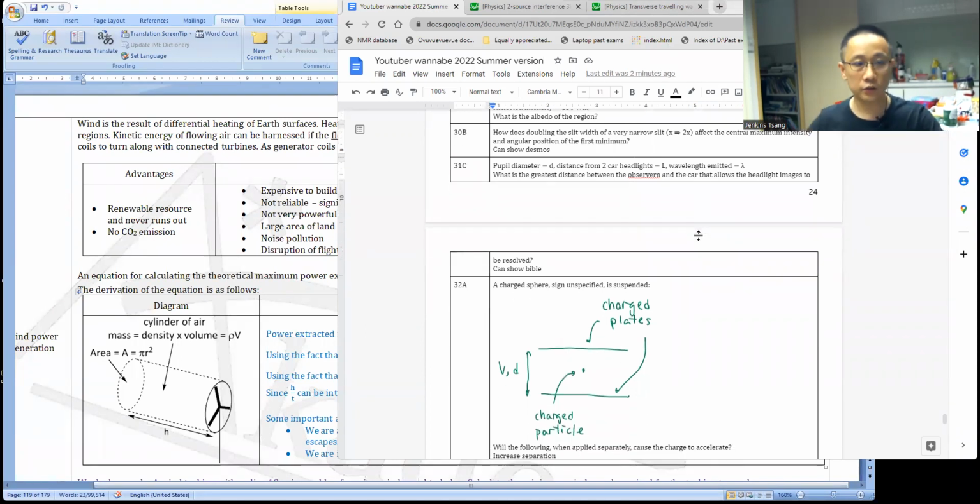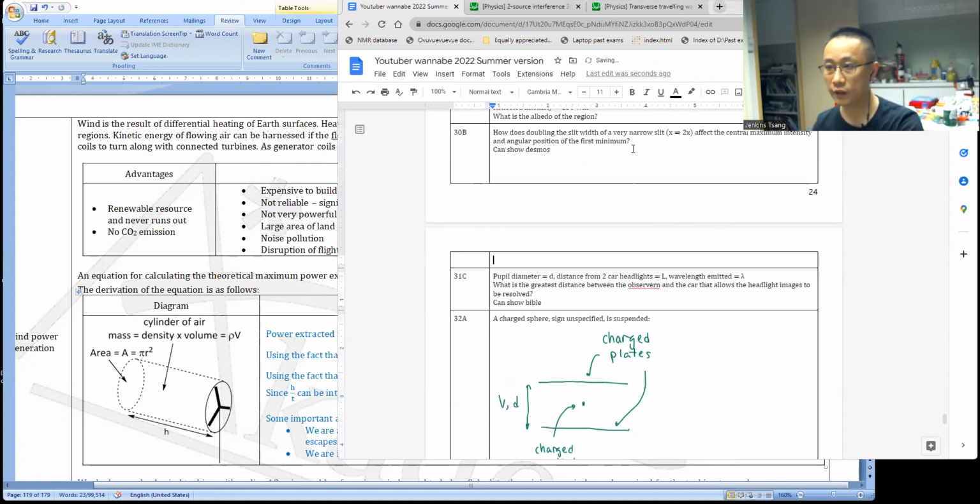Question 30 is quite debatable. It's the only question that gave me trouble when I tried the paper myself. So how does doubling the slit width of a very narrow slit affect the central maximum intensity? I hope no one is going to have problems with the second part of the question, which asks for the angular position of the first minimum, because you have the famous formula book equation: angle equals lambda over b.